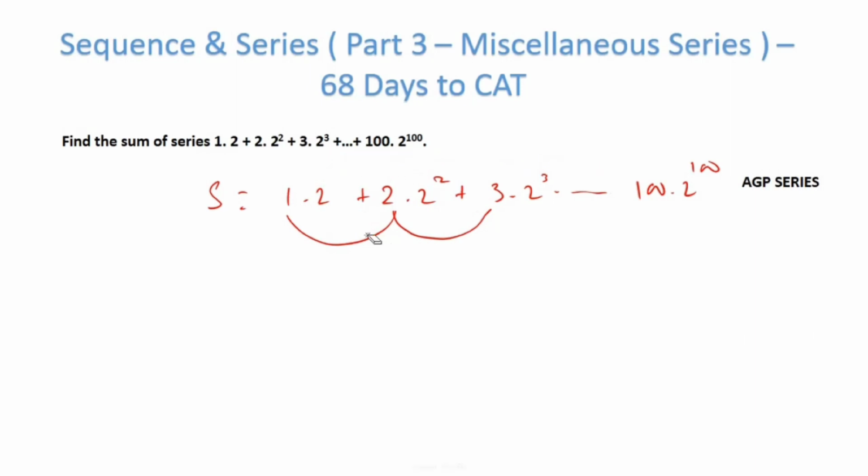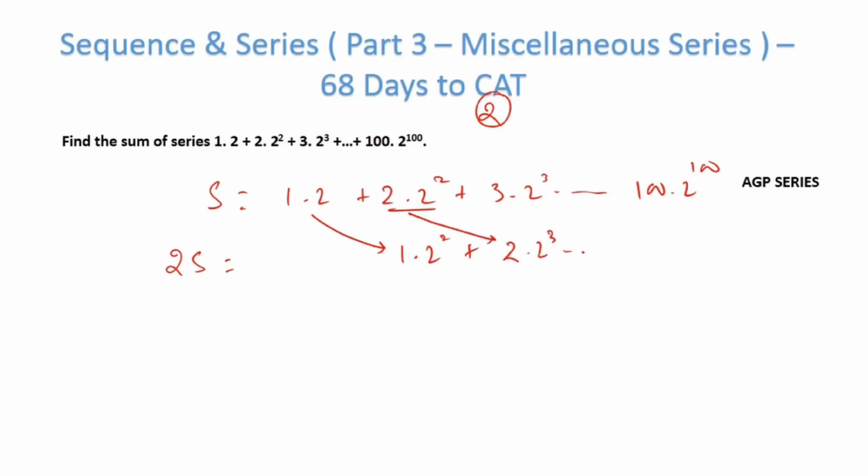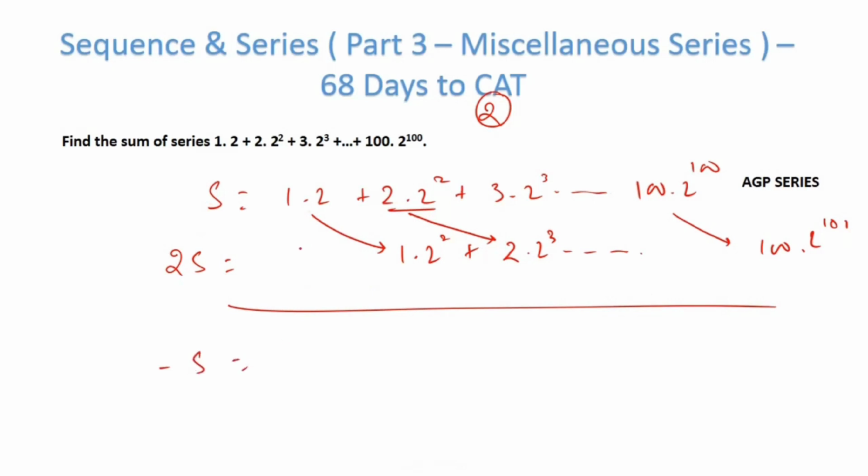Now what do we have to do? The common ratio of the GP is 2. So just multiply the series by 2 and write the terms with a gap of 1. So multiply it, write it 1 into 2 square here. Multiply it with 2, write it here, 2 into 2 cube. Right? Now if I just take a difference here, that becomes minus S is equal to 1 into 2, 1 into 2 square, 1 into 2 cube, going on to 1 into 2 to the power 100, and I have minus 100 into 2 to the power 101.